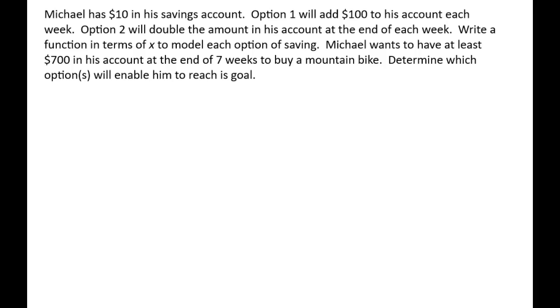Now to the last example. Michael has $10 in his savings account. Option 1 will add $100 to his account each week. Option 2 will double the amount in his account at the end of each week. Write a function in terms of x to model each option of saving. Michael wants to have at least $700 in his account at the end of 7 weeks to buy a mountain bike. Determine which option or options will enable him to reach his goal.